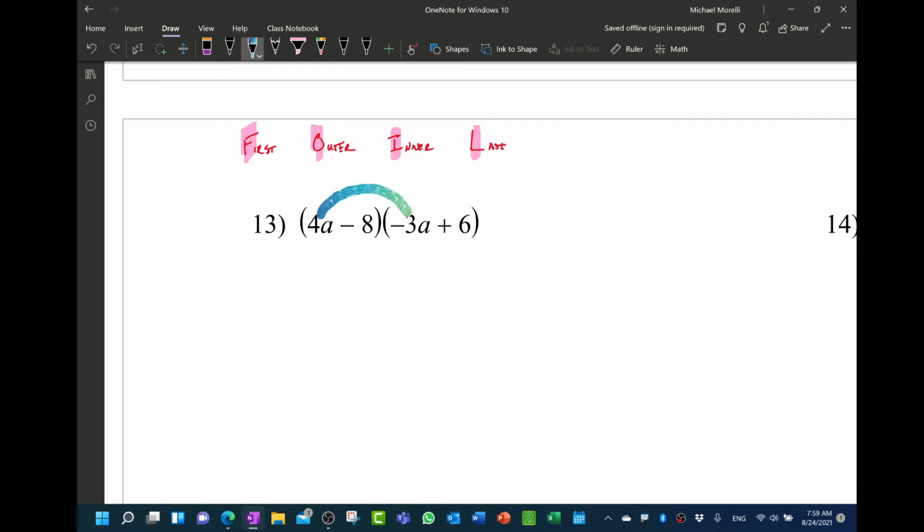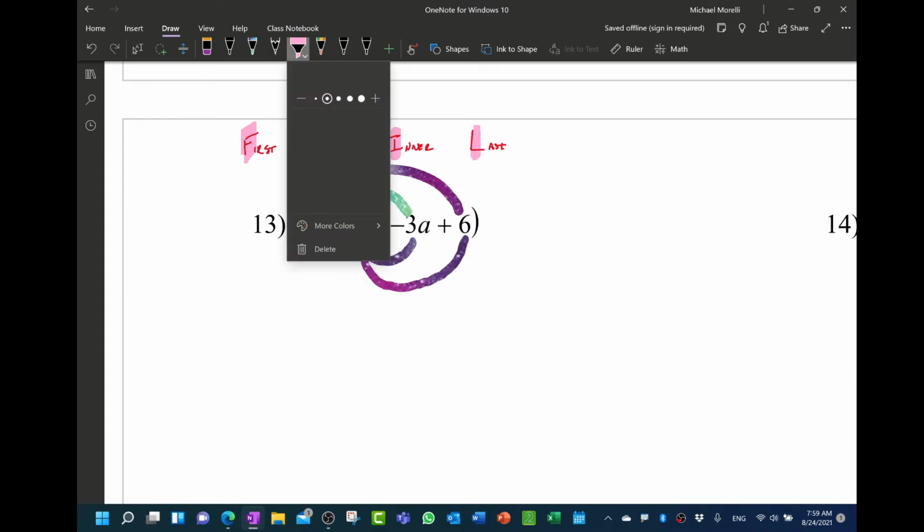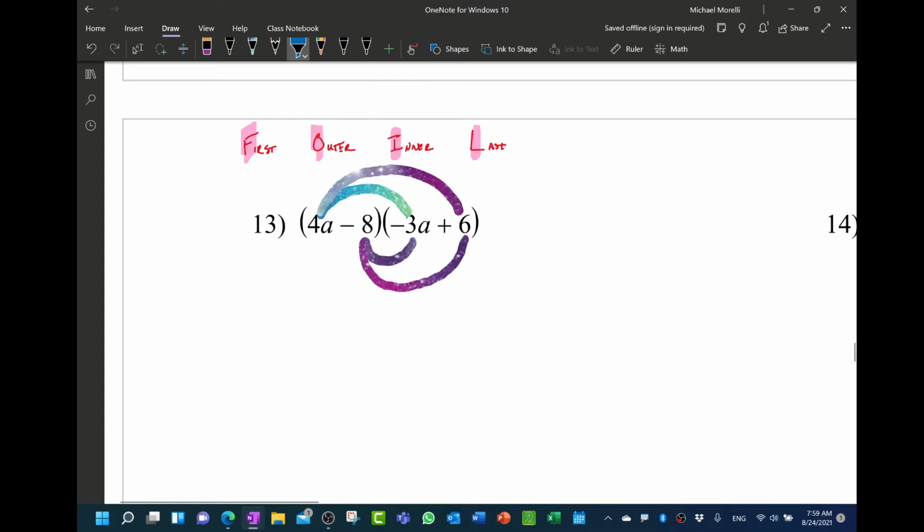outer times outer, and it's going to make like a crescent. Inner times inner, and then last times last. It kind of makes like a moon shape. If we fill it in with, I guess the moon's going to be blue, we fill that in here. Kind of looks like a little moon. So that's one way to remember FOIL.